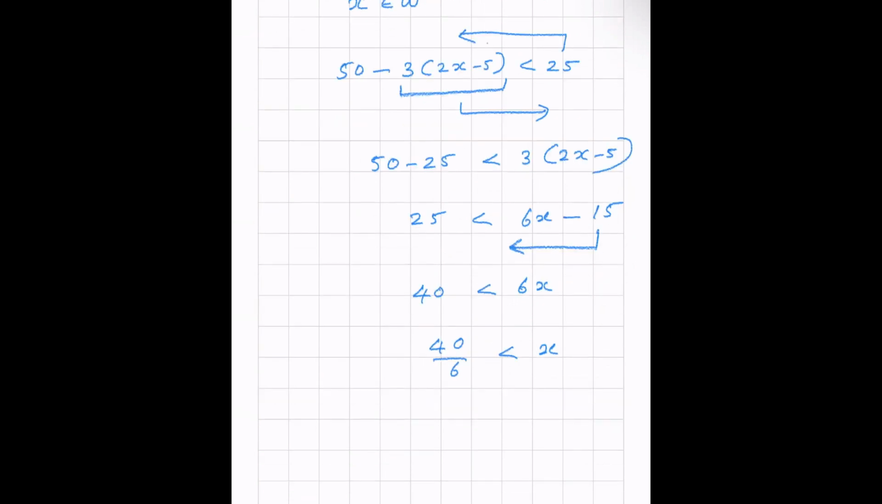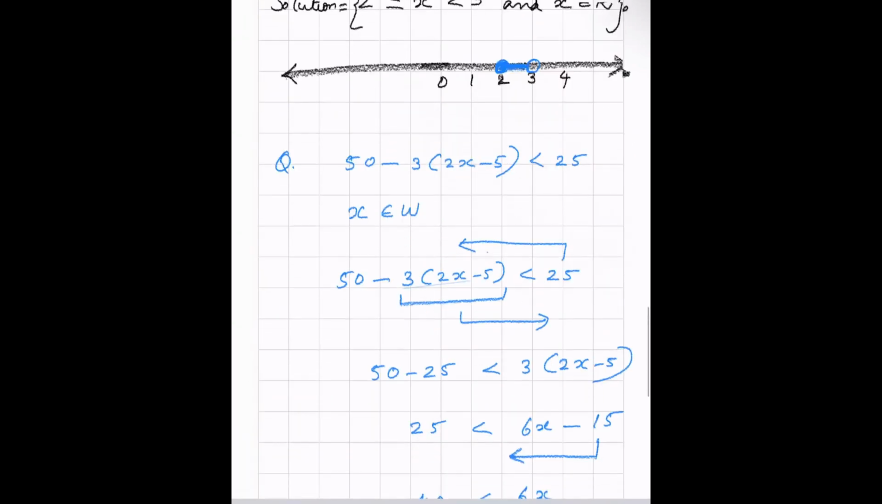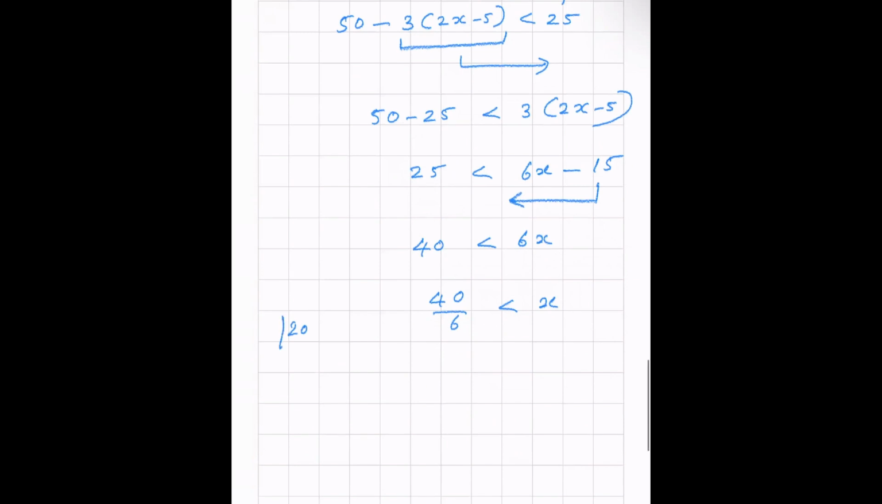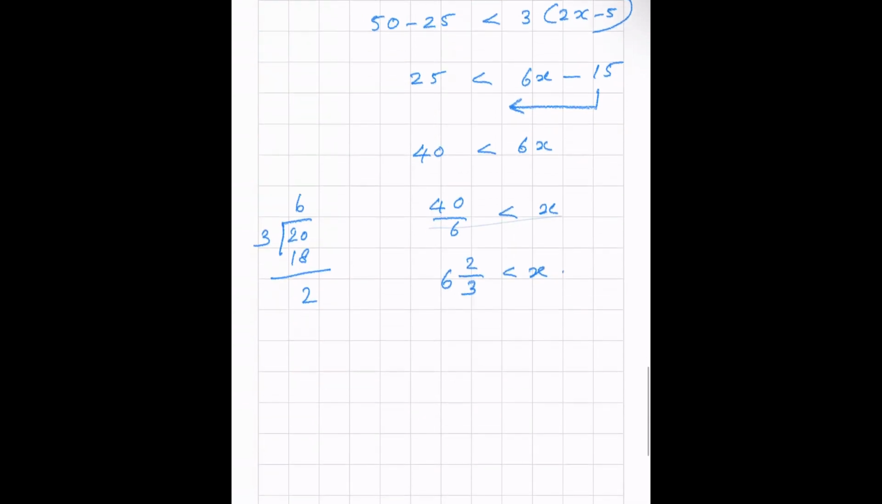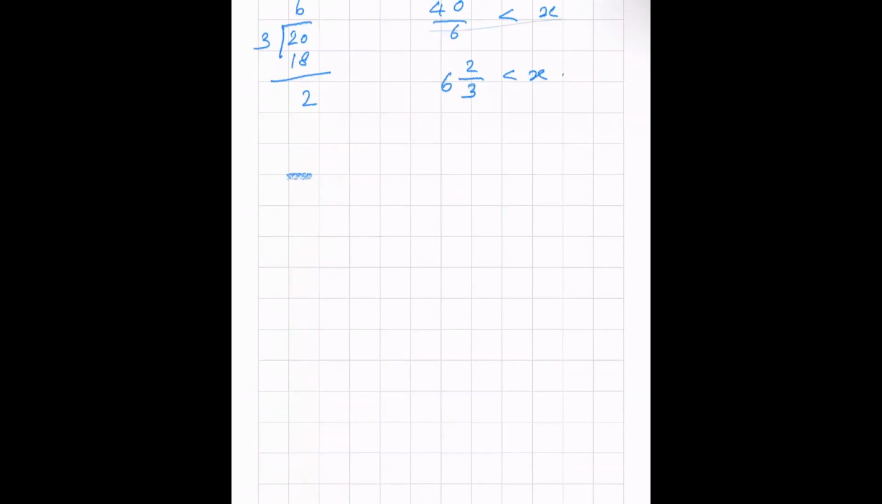Okay, so I think 40 by 6 would be 20 by 3. 20 by 3 would be 20 divided by 3, which can be written as 6, then 18, right? So it would be 6 2 by 3 less than x. Okay, basically x is greater than 6 2 by 3. That's the meaning. X is greater than 6 2 by 3, right? So let me draw here. There is no negative number coming, so I'm drawing like this.